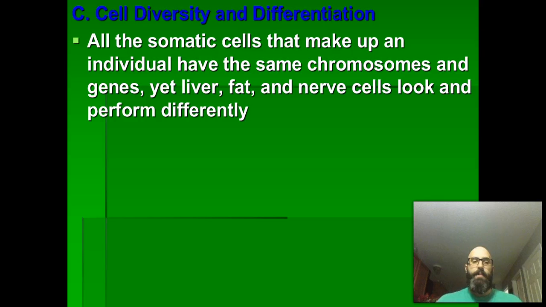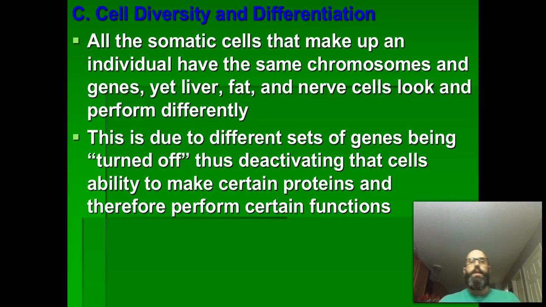So how does that happen? You have the same DNA and the same instructions. How do they end up with different jobs? That's when we get into diversity and differentiation. How cells become different in terms of their roles comes down to specific genes in the DNA sequence being turned off. That then deactivates that cell's ability to make certain proteins. So by turning off all these different sections, you're left with only one section that is on. Therefore, that particular cell can only perform one task, which makes it very specialized and different from all the rest.